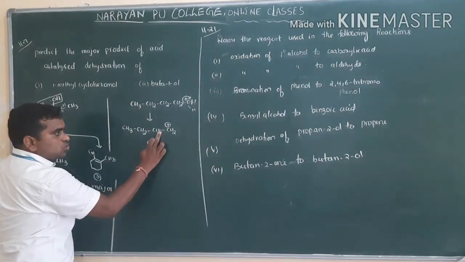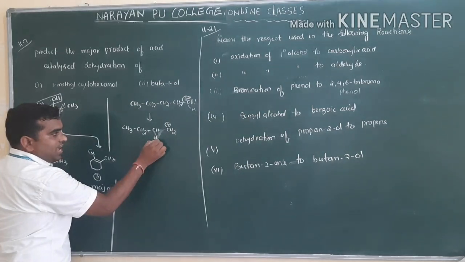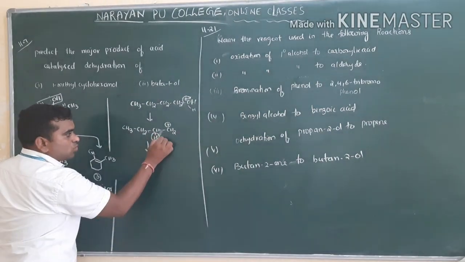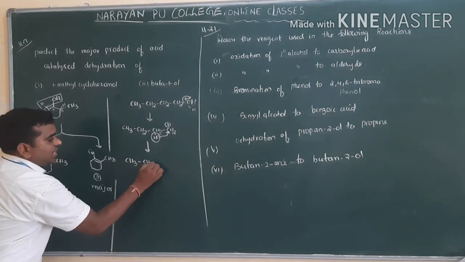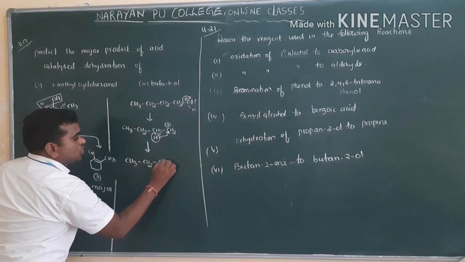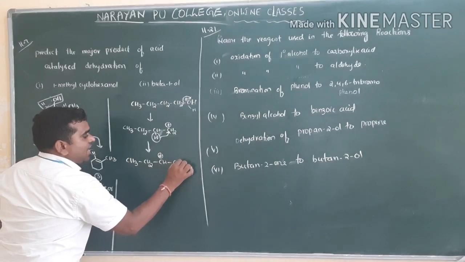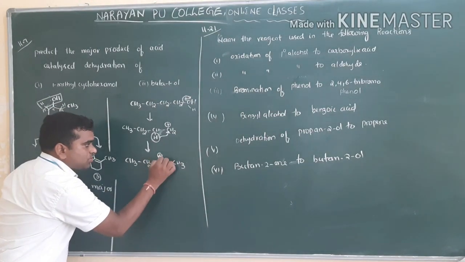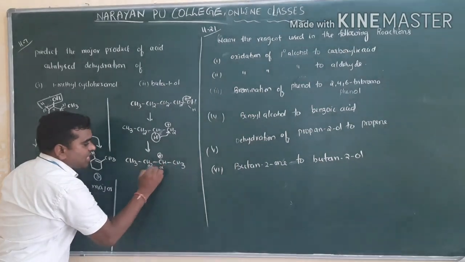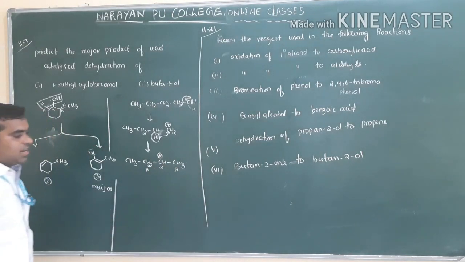And whenever a carbocation is formed, it is involved in rearrangement to get the more stable carbocation. It is a primary carbocation, so that's why one H will be shifted. A 1,2 shift takes place here. Then what compound will you get? CH3, and you will get the compound CH2, CH plus, CH3. Now the positive charge is here.